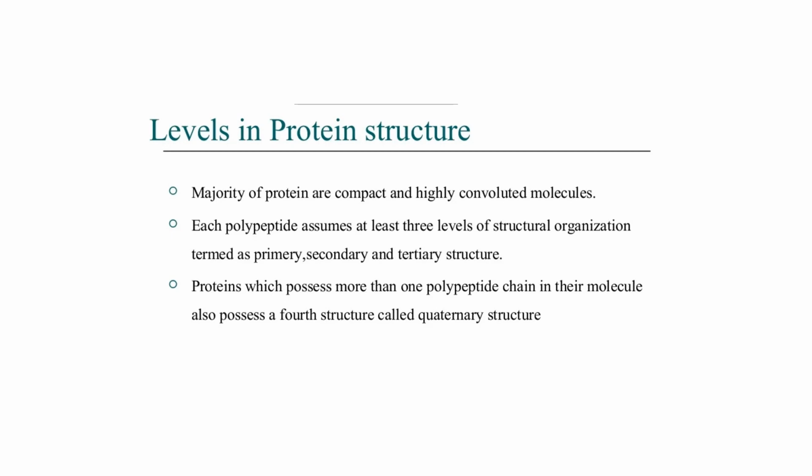The majority of proteins are compact and highly convoluted molecules. Each polypeptide assumes at least three levels of structural organization, termed primary, secondary and tertiary structure. Proteins which possess more than one polypeptide chain in their molecule also possess a fourth structure called quaternary structure.